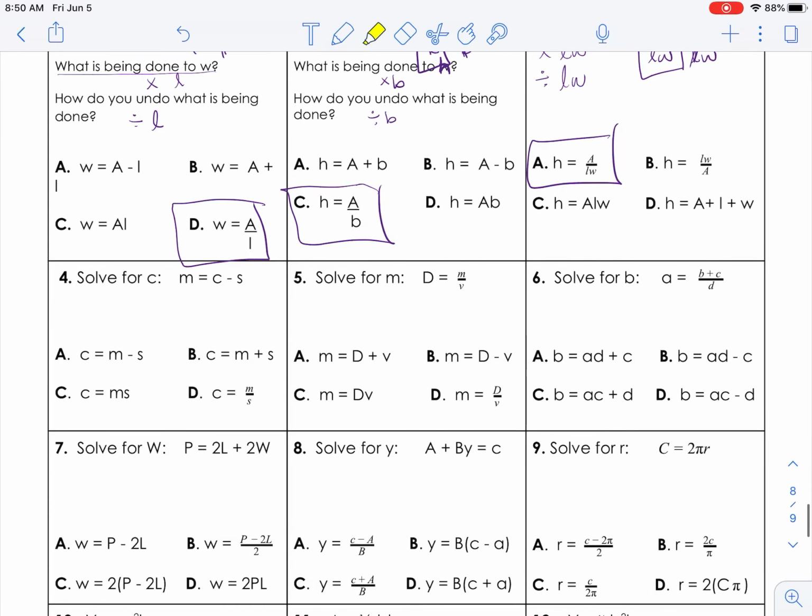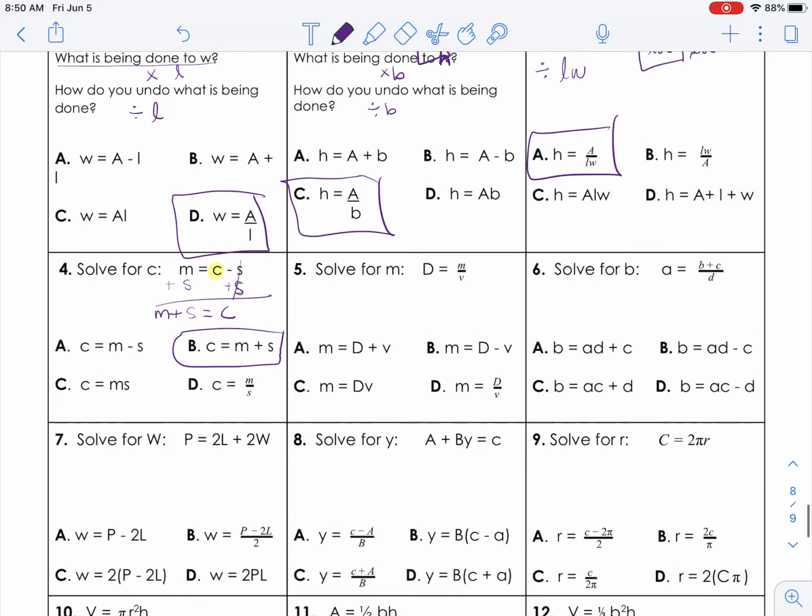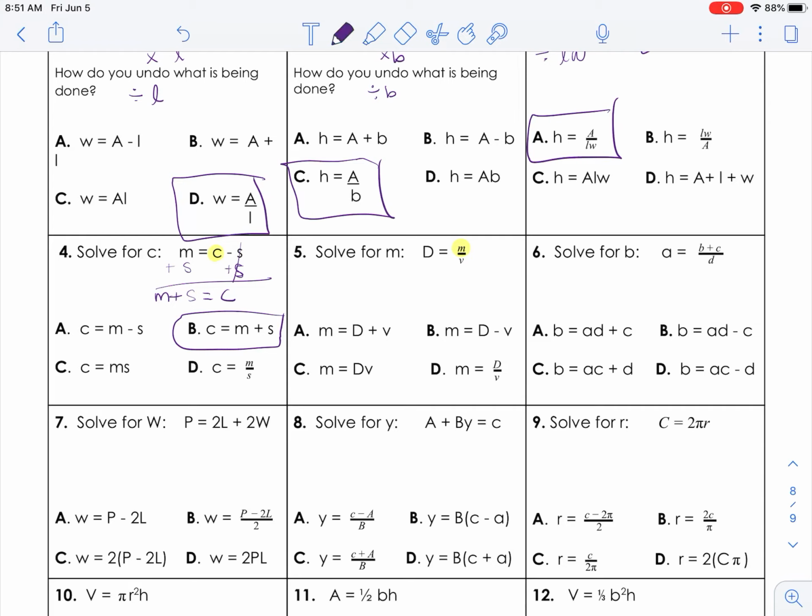So number 4, let's look at C. We're solving for C. Well, what's being done to C? We're subtracting S. To undo that, we have to add S. That looks like a 5. Make sure you're keeping your letters straight. So that we end up with M plus S equals C. And it looks like if we flip it around, that's going to be answer choice B. Solve for M. I'm going to highlight my M right there. So I am dividing by V, so I'm going to multiply by V to get rid of that on both sides. So V times D equals M, which is C.